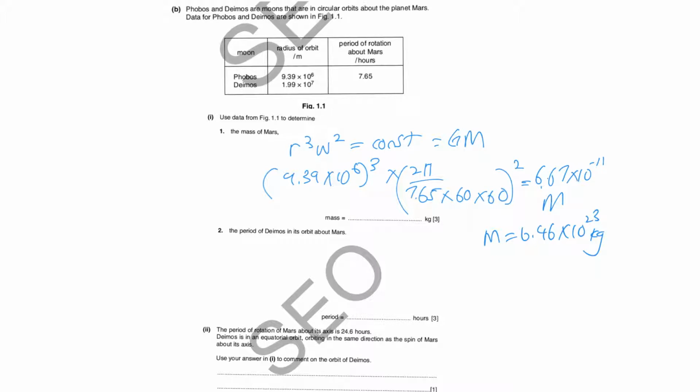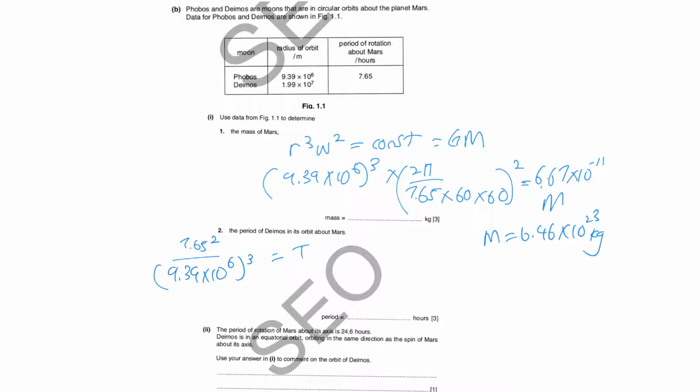Now for the next part, to find the period of Deimos, you can either use r cubed over T squared is a constant, or you can use Kepler's third law, which is easier. So Kepler's third law: T squared over r cubed is a constant. So T squared over r cubed for Phobos, 7.65 squared over (9.39 times 10 to the power of 6) cubed, equals T squared over r cubed for Deimos.